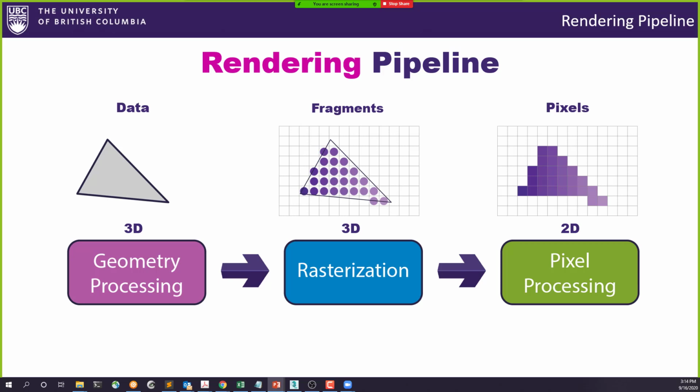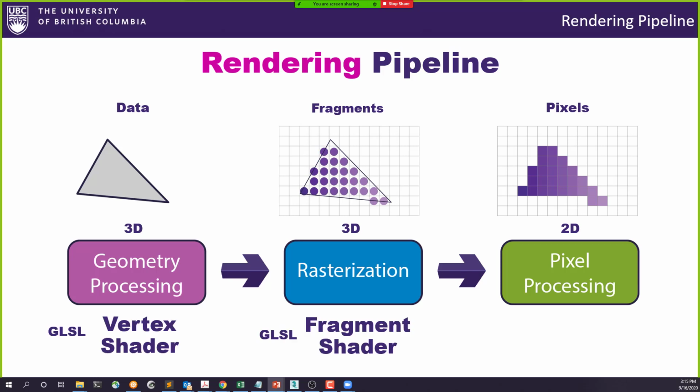If you have a triangle that is occluding another triangle, we want, of course, to show the color of the triangle that is closer to the camera, because that is occluding the one that is occluded by the triangle. Okay, so basically this is a very simplified version of the rendering pipeline.